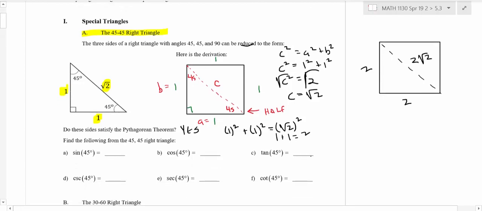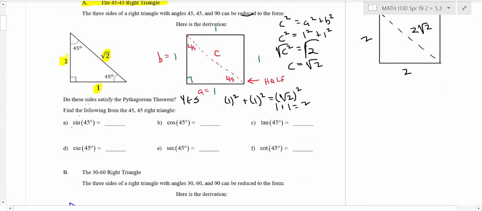Based on that triangle, we're going to fill out the 6 trig functions at 45 degrees. You want to go back to your definitions. I'm going to write down the definitions at the side here. The sine is the opposite over hypotenuse. The cosine is adjacent over hypotenuse, and the tangent is opposite over adjacent. We're going to go ahead and fill those out.